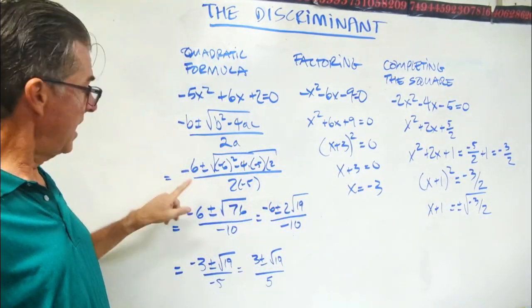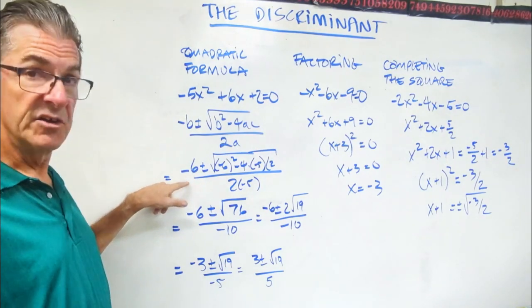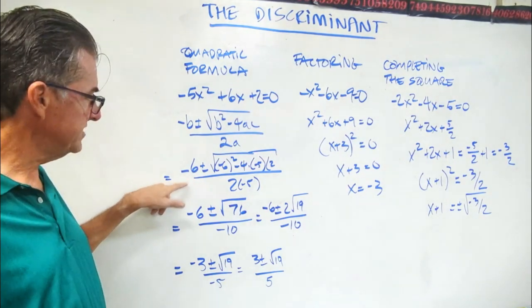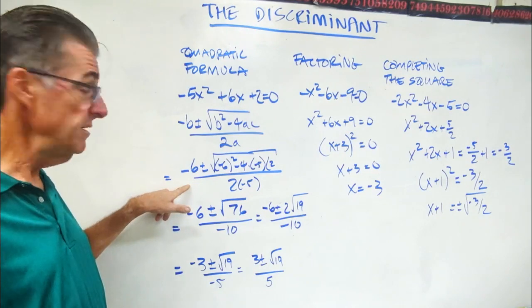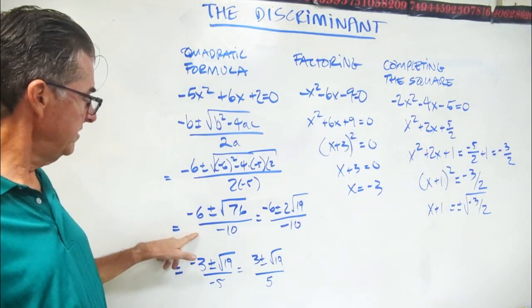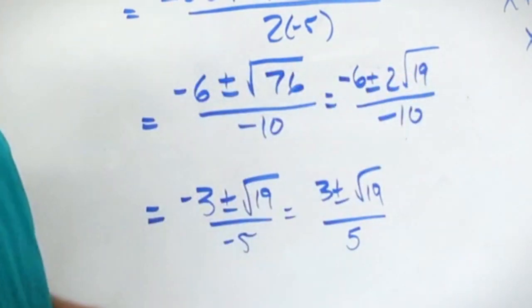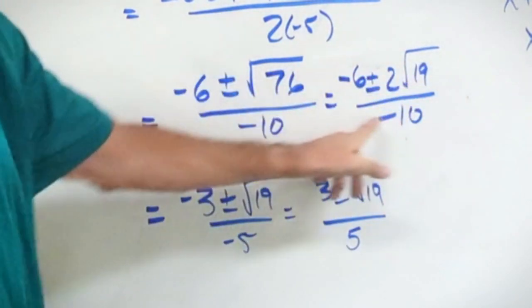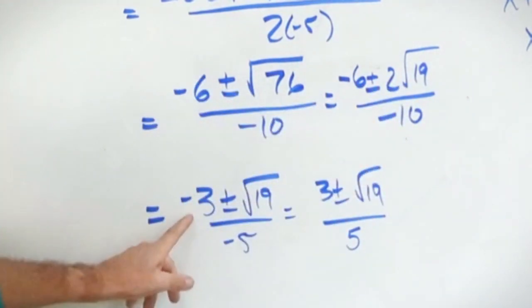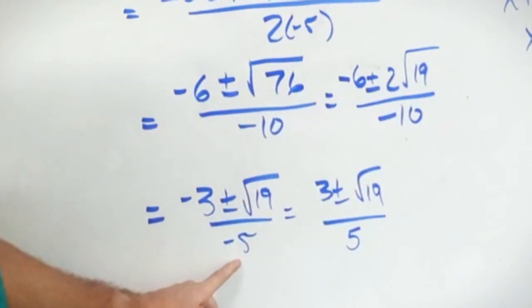Here's our formula. I did my plug-in step here. You want to check your work, make sure you got the right steps. That's a pure plug-in. Then I crunched my numbers down. In this step, I reduced my root 76 to 2 root 19. That's because 76 is 4 times 19. And then I could reduce down by canceling to get minus 3 plus or minus root 19 over minus 5.